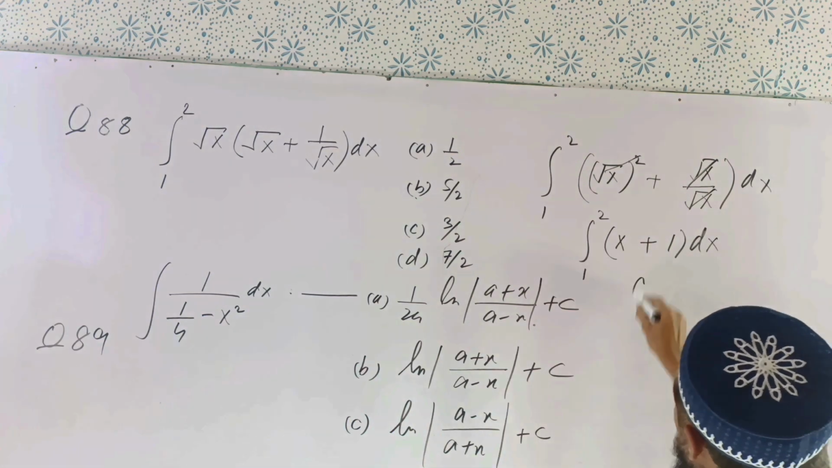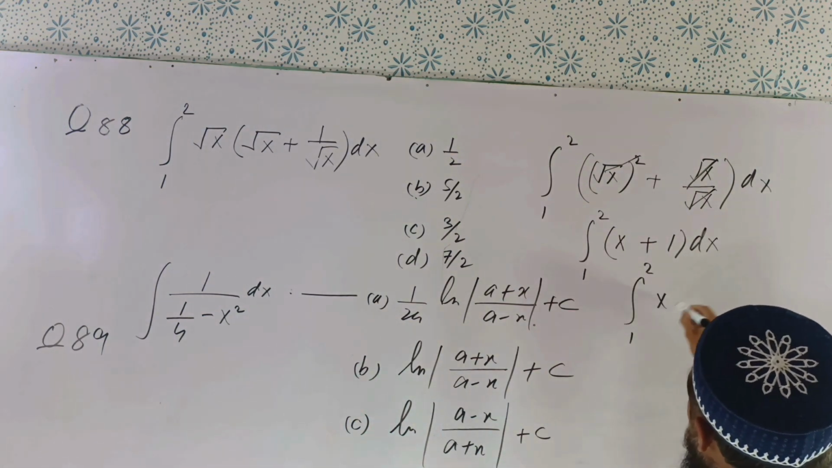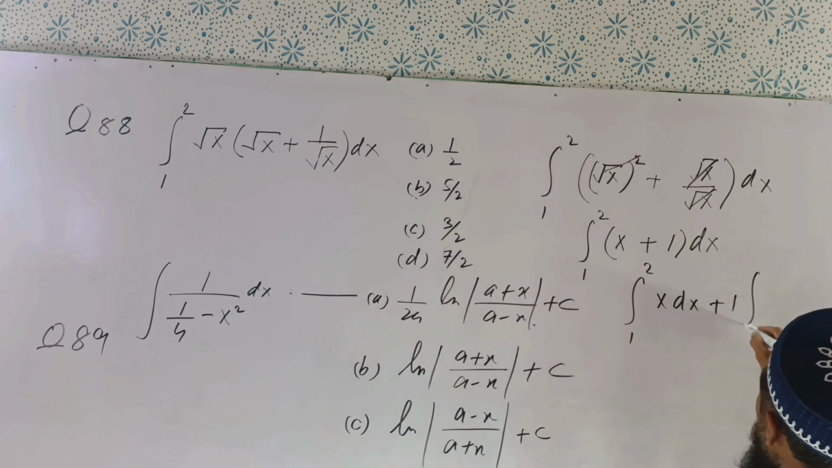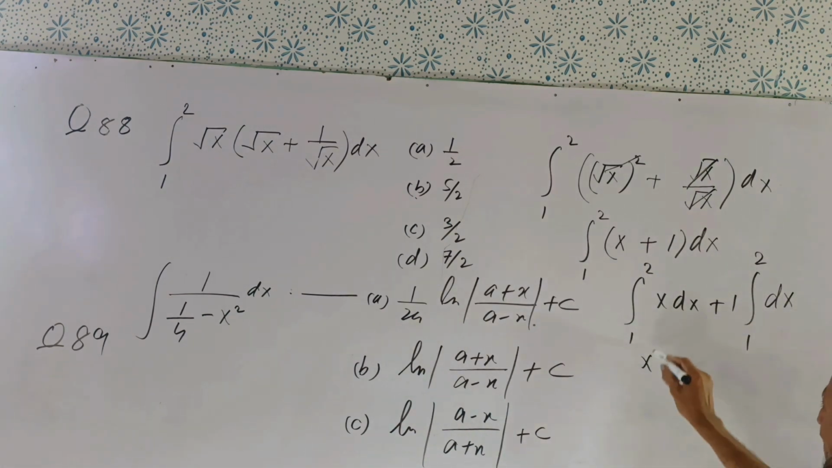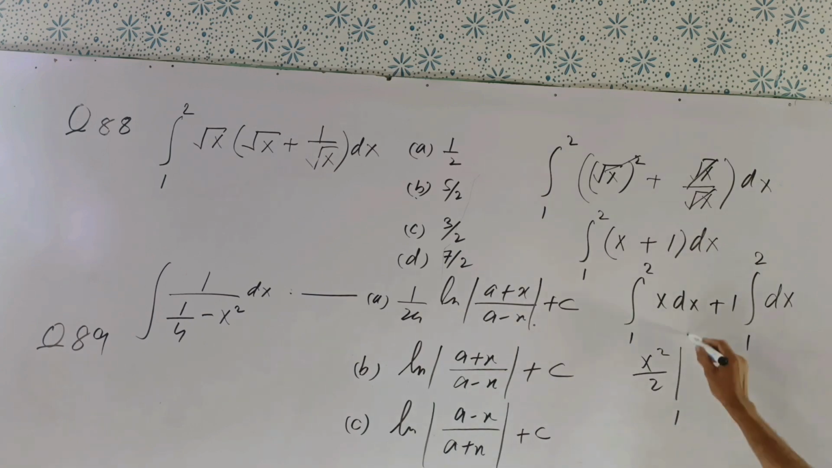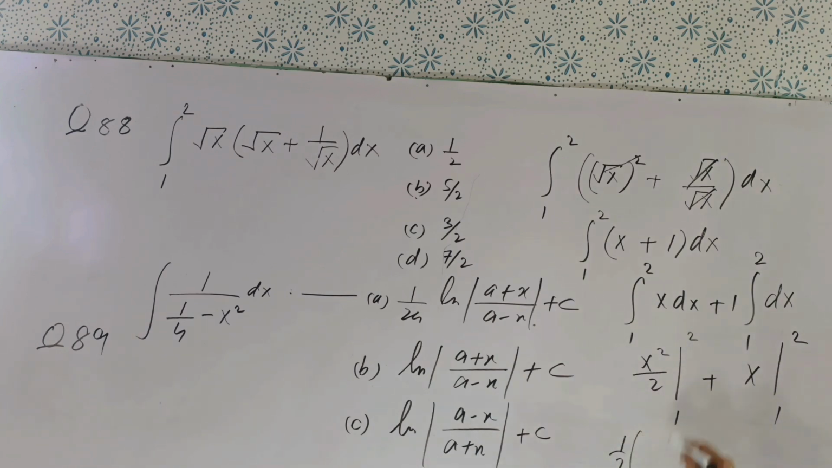So if we take the integration of x dx from 1 to 2, plus 1 is a constant outside the integration dx. Here x square divided by 2 plus x, with limits 1 and 2. So 1 by 2 into 2 square minus 1 square, plus 2 minus 1. Now we get 1 by 2 into 4 minus 1 plus 1, so 3 divided by 2 plus 1.